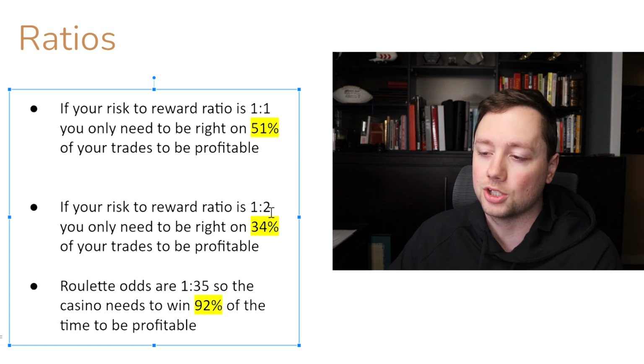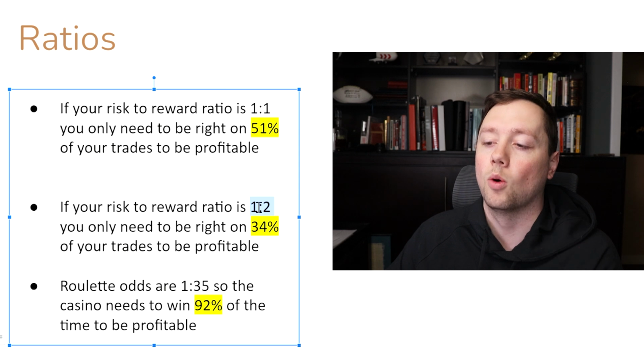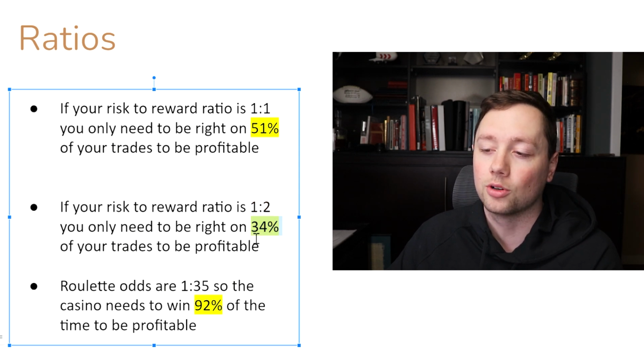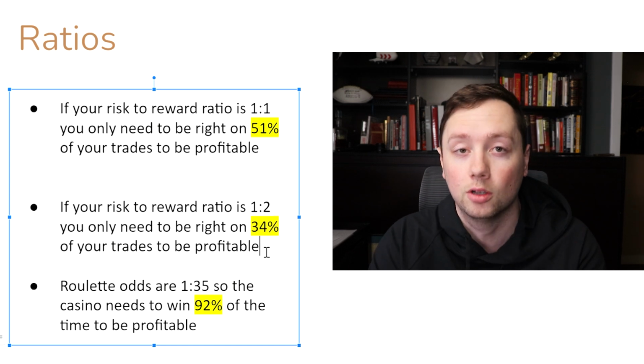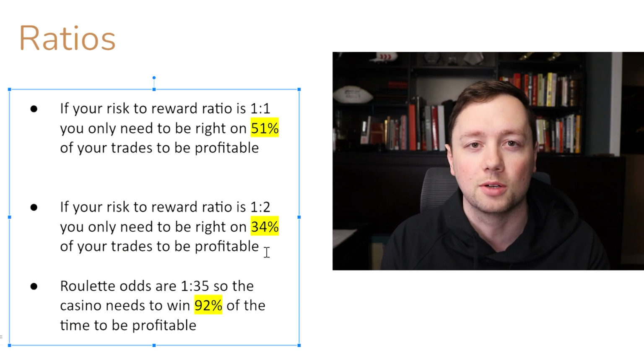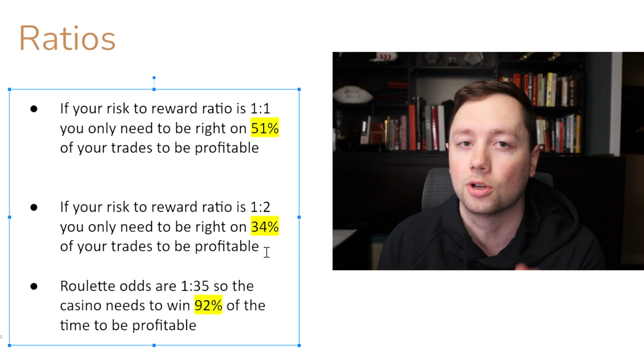Now, if you up the ratio and you only take trades that are a 1-to-2 ratio, well, that's even better, because you only need to be right on 34% of those trades to be a profitable trader, meaning that you can lose more than half of your trades and still be extremely profitable if you can control your risk to reward ratio.